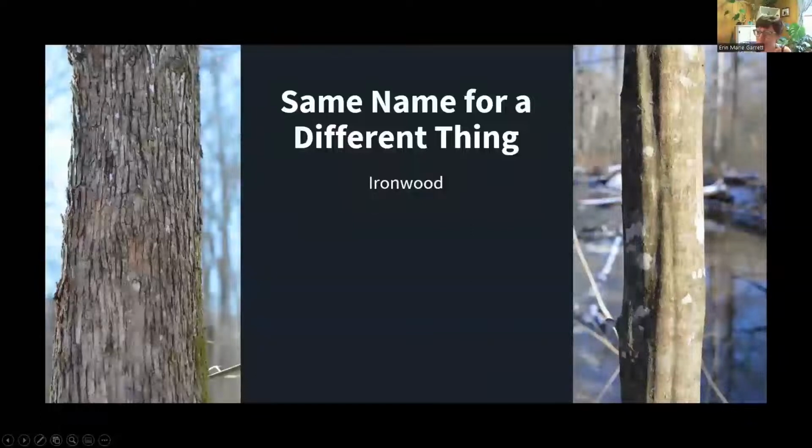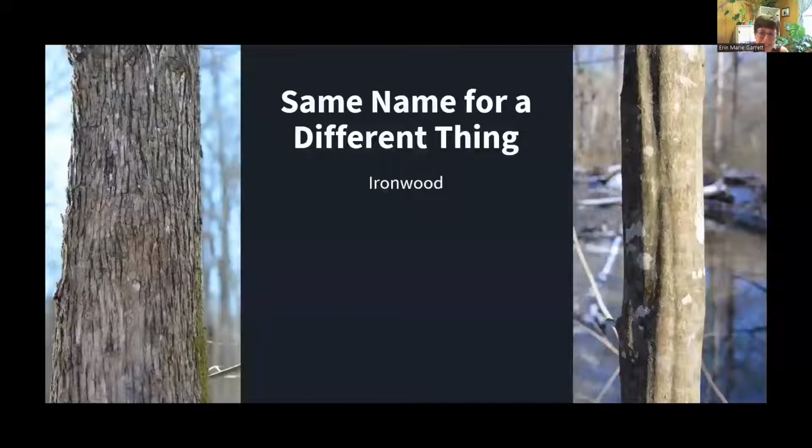All right. So those were different names for the same thing. Sometimes we can have the same name for a different thing. Okay. So these are two tree species. Depending on who you talk to, they can use the name ironwood to describe this plant. So in the chat, if you're familiar with identifying trees by their bark, and it's fine if you're not, and you use that name ironwood, which of these trees do you call ironwood? The one on the left or the one on the right?